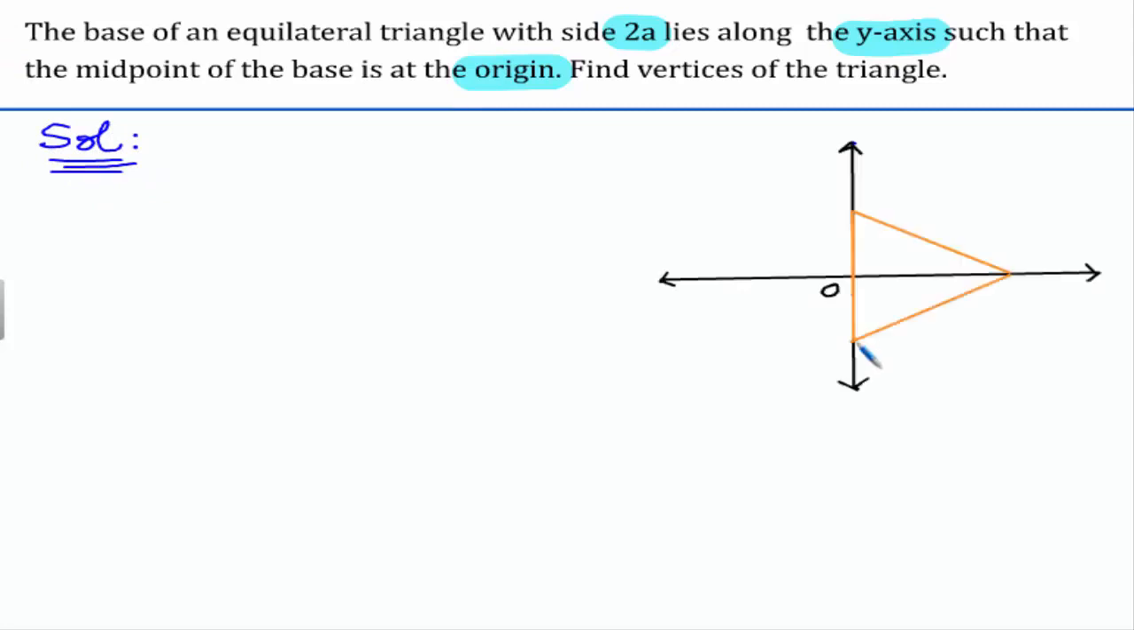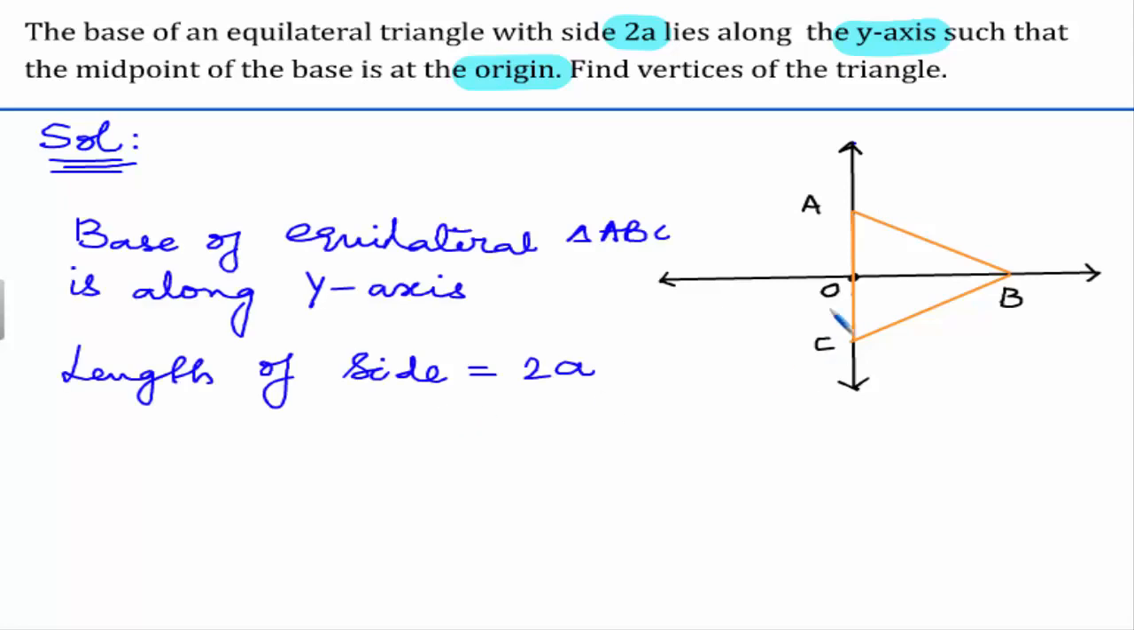Now look at this figure. The base of an equilateral triangle, here let us take this ABC is an equilateral triangle, and the base AC is on the y-axis, and the midpoint of the base is at the origin, and we have to find out the vertices of ABC. So the length of each side of this equilateral triangle is 2a units, as the midpoint of the base is at origin.